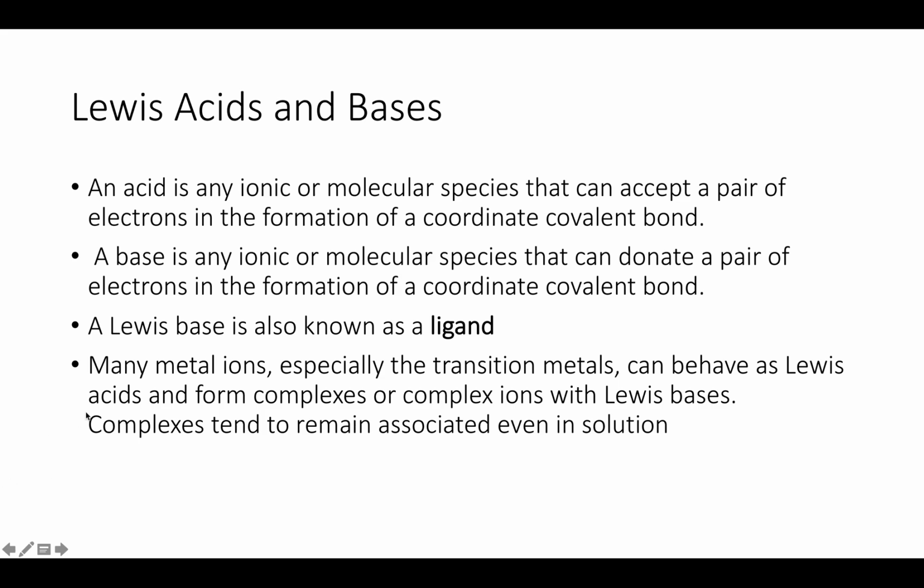So, just to review, from the Lewis definition of an acid and a base, an acid is a molecular or ionic species that can accept electrons. And these would be forming a coordinate covalent bond that's also known as a complex species. A base is an ionic or molecular species that donates a pair of electrons when you're forming a coordinate covalent bond. And a Lewis base is also known as a ligand. You'll see this word a lot. So your Lewis base is always your ligand. It is donating the electron.